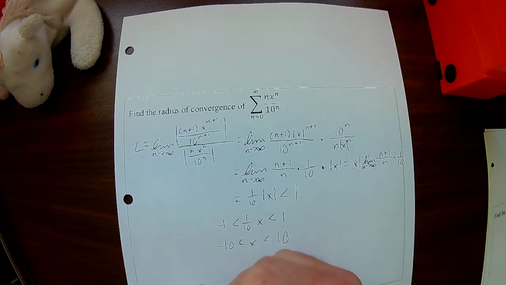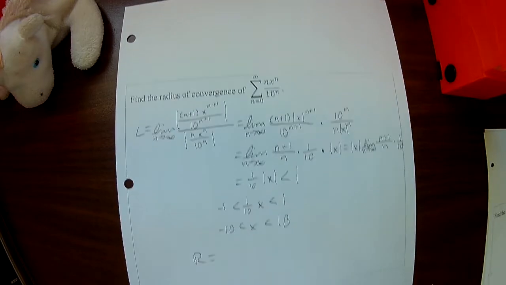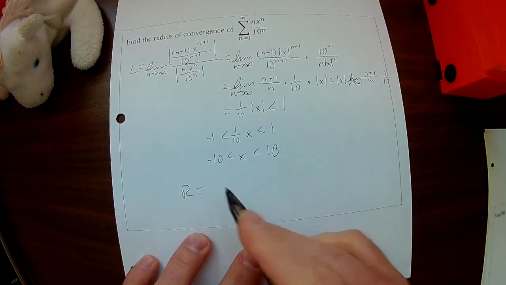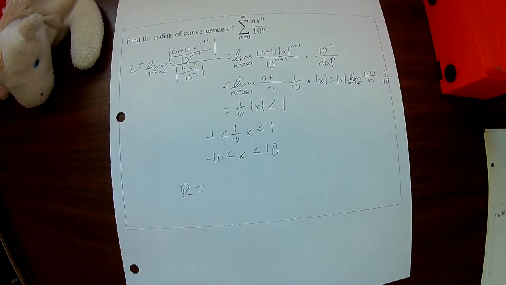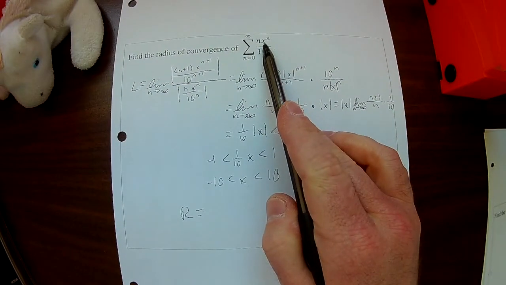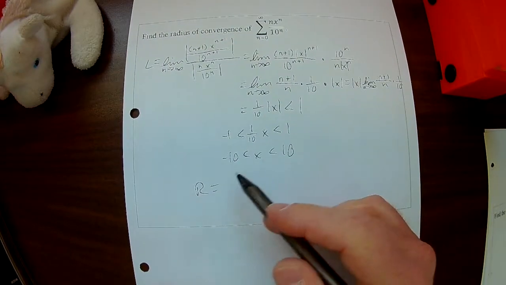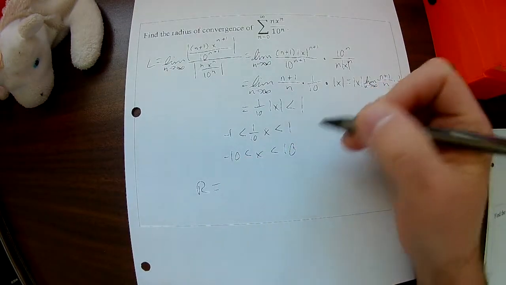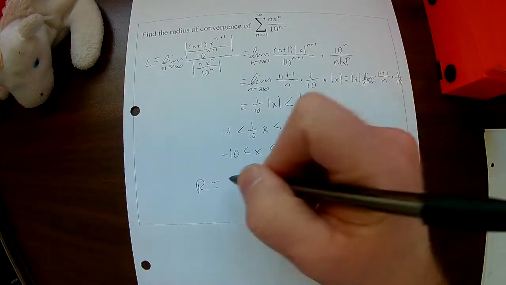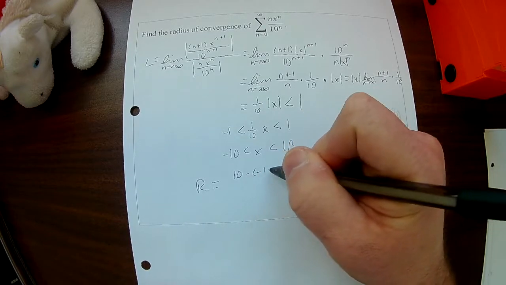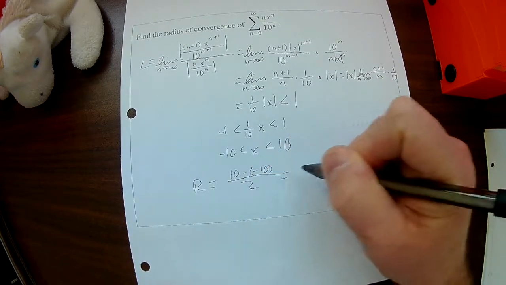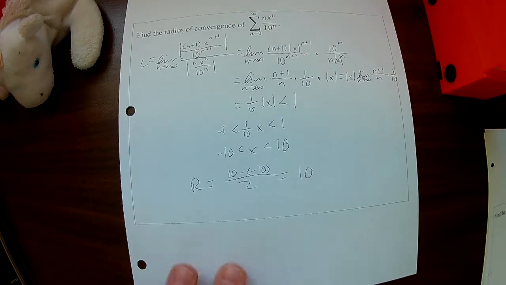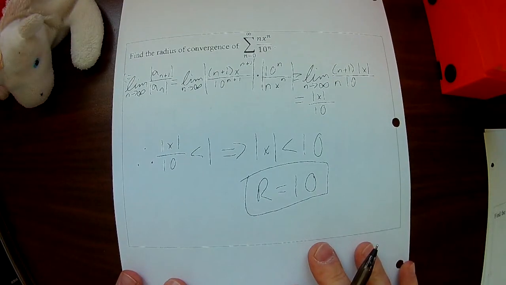And find the radius of convergence. That R, again, is not going to be on the AP test, but it's good to know anyway. The radius of convergence is how far out you go from the center of the series. I can look back up here and see the center is 0, or I can look here. The radius of convergence is going to be half of the interval of convergence. So 10 minus -10 divided by 2 gives me 10. Radius of convergence is 10. There you go.